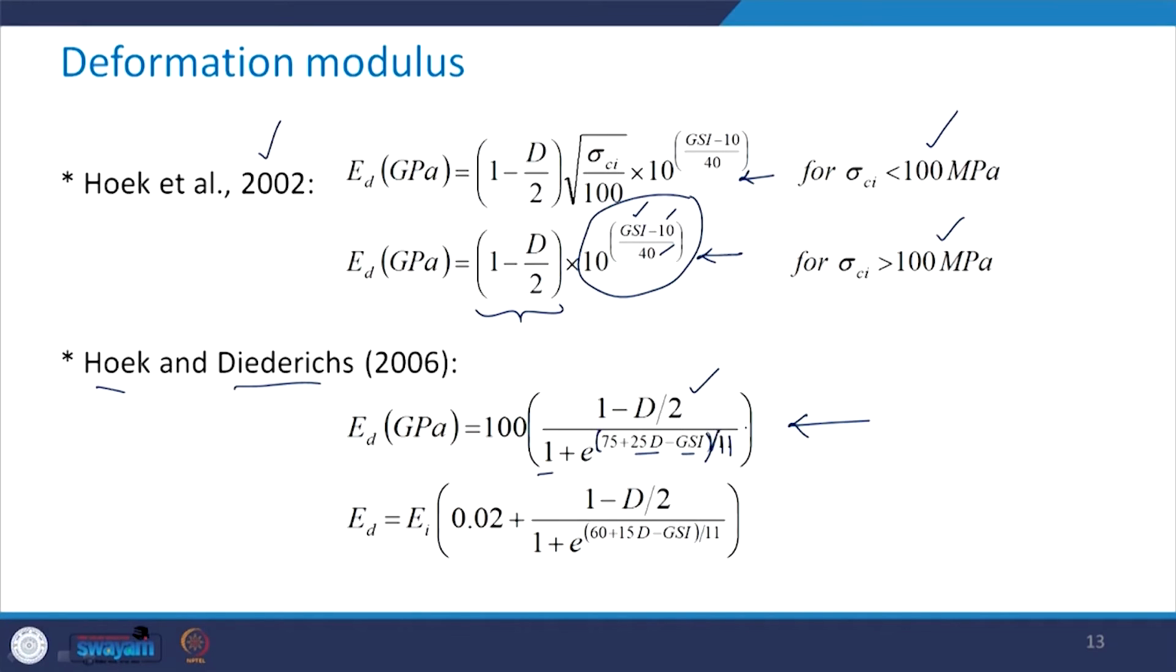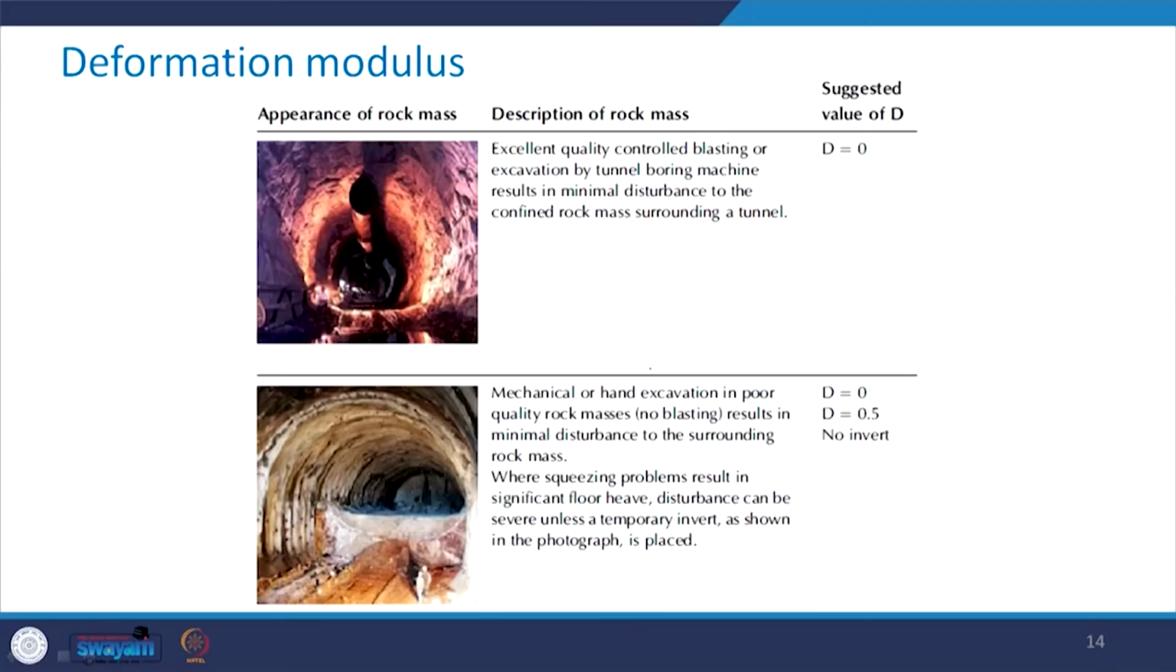In another way, you can also use this expression in case you have the elastic modulus of the intact rock, which is given as EI here. So you can use either this expression or this expression in order to get the deformation modulus as per these authors. The question here is how to determine this parameter D, which is the disturbance factor, because how to know this GSI, you have seen when we were discussing various classification systems for the rock mass. So take a look here. The first column gives you the picture of the rock mass, that is related to its appearance.